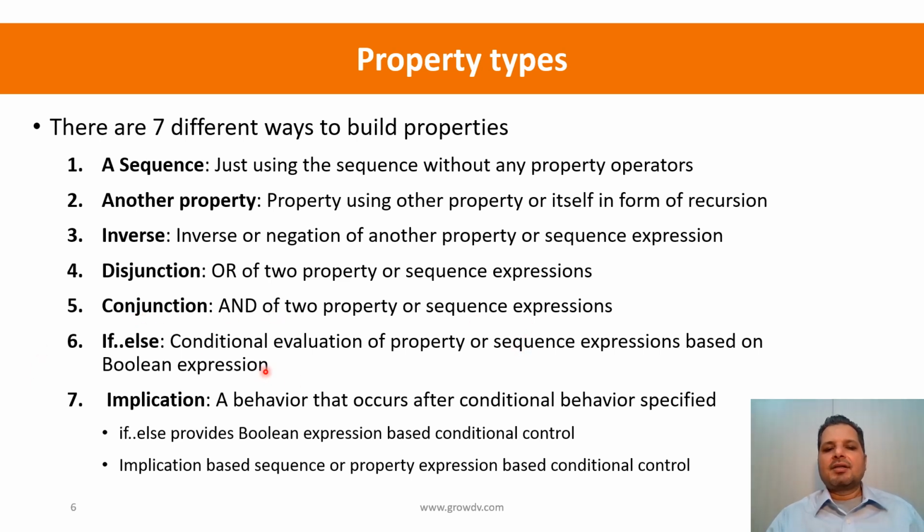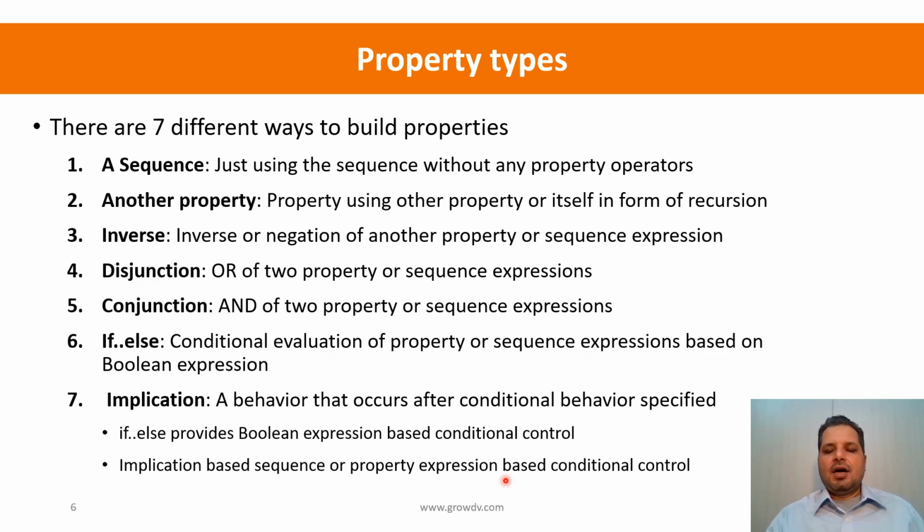And then you have an if else, and here you use a Boolean expression to evaluate, and based on the evaluation for true and false conditions, you'll have those two branches, and for those you can evaluate either another property or a sequence expression in those blocks. That is what you can do in the if else. And then you have an implication operator that we have already seen. This is a conditional behavior specification. The difference between if else and implication is that if else is based on a Boolean expression, whereas implication can use a sequence or a property expression as a condition.